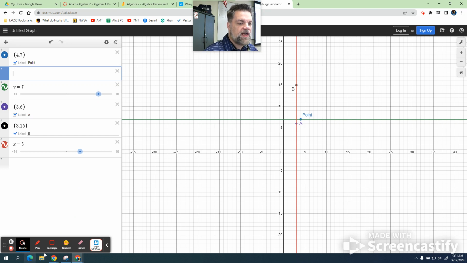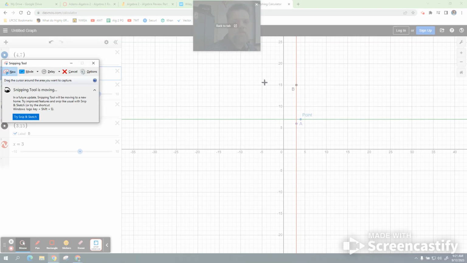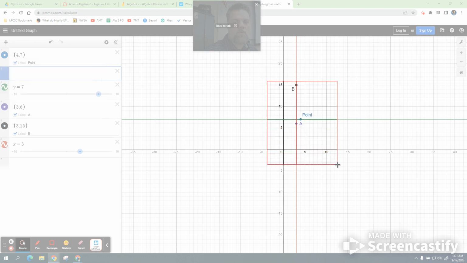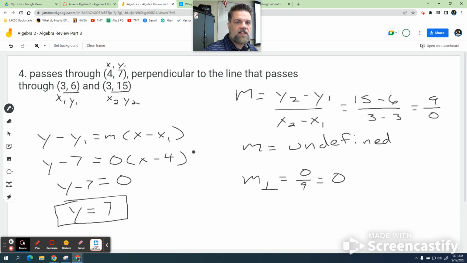Take a screenshot. So y equals a number is always going to be a function, but essentially the slope is 0. Whenever we have a slope that's 0, it's a horizontal line. Whenever the slope is undefined, we're going to have a vertical line. Does that make sense? So let's jot that down real quick.